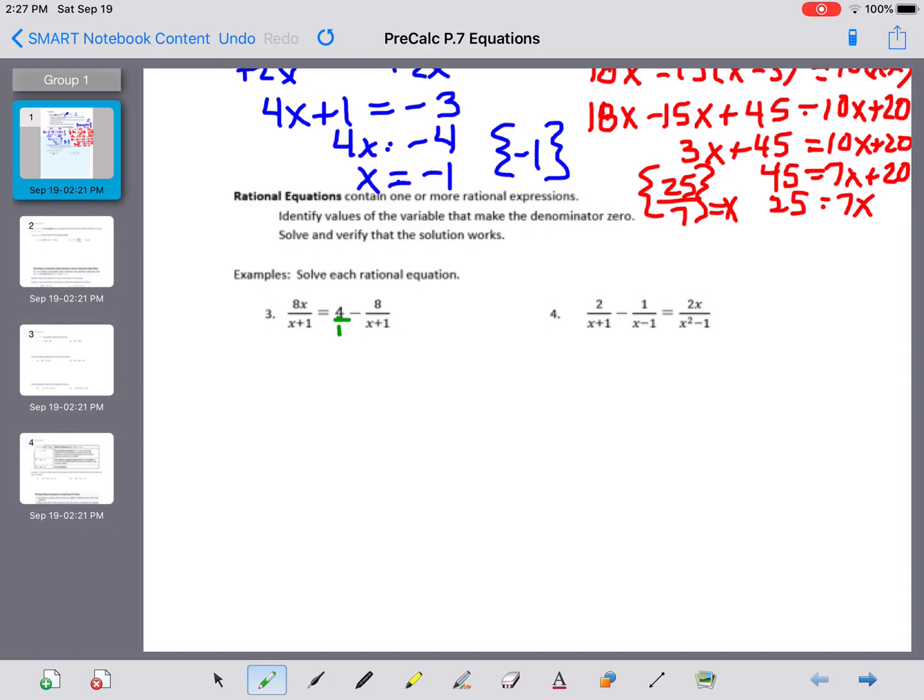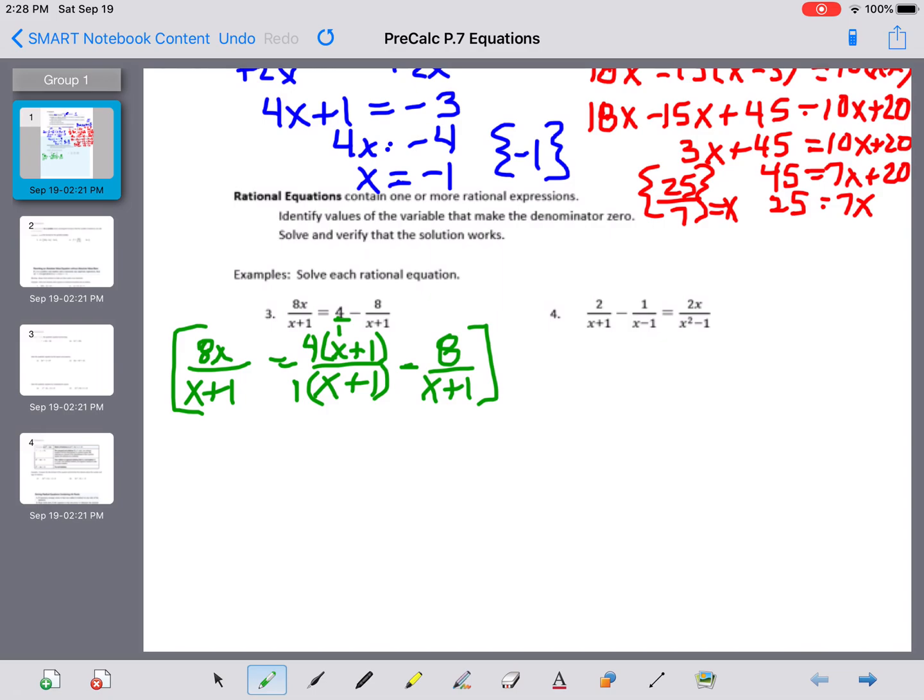So as far as common denominators go, it'd be nice if we used x plus 1 on everything. So I'm going to have 8x over x plus 1. Because I'm turning my 1 on the bottom to x plus 1, I'm basically multiplying by that x plus 1. So my 4 is going to be multiplied by x plus 1 when I get the common denominator, minus 8 over x plus 1. Okay. Now, because everything there has an x plus 1 in the denominator, I am allowed to multiply by that denominator of x plus 1.